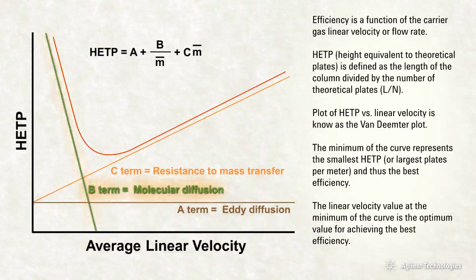B is the longitudinal or ordinary molecular diffusion term. This is observed in the tendency for sample peaks to broaden at low flow rates while in the column. C is the resistance to mass transfer term. This results from pushing a peak through the column at higher flows or using thicker films, limiting sample interaction with the stationary phase.